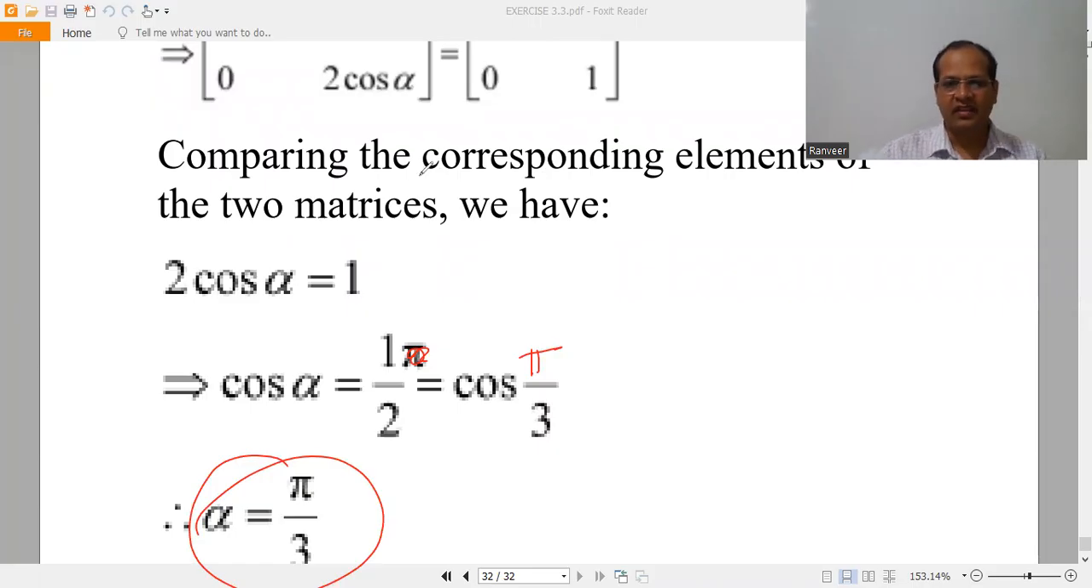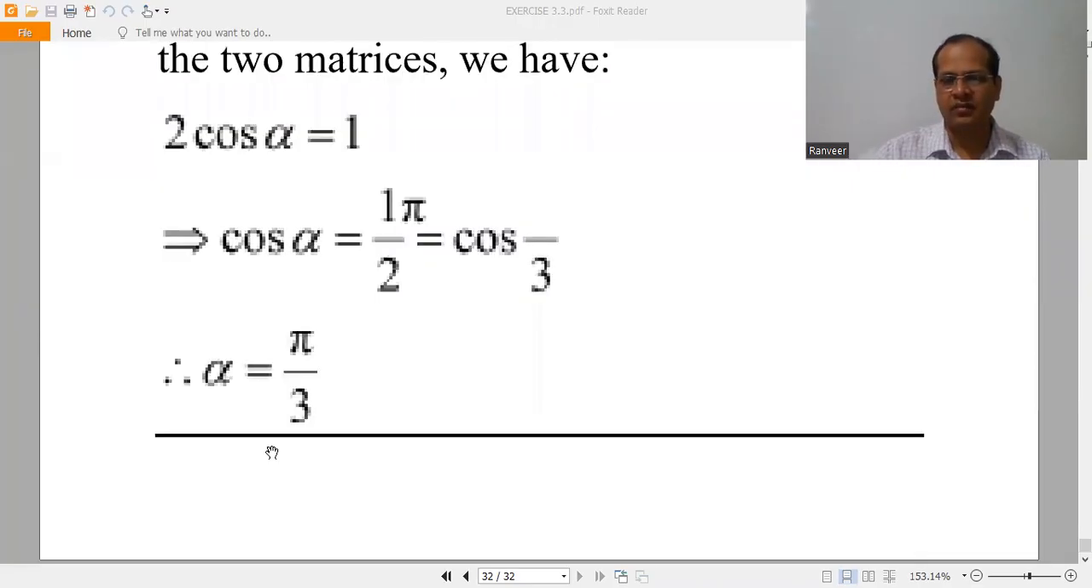So I hope this is crystal clear for the symmetric and skew symmetric concept. This is a very important concept of matrices. So just practice and comment on this exercise.